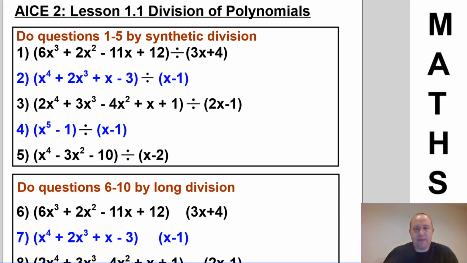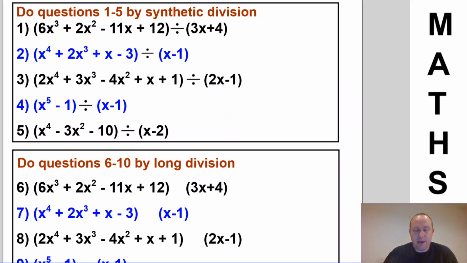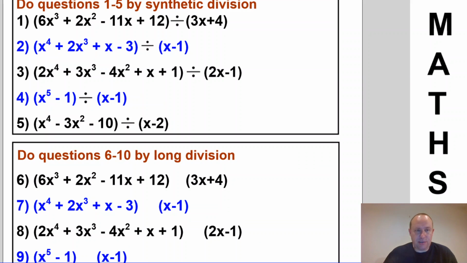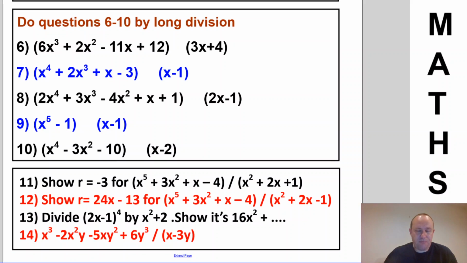So you've done 5 on synthetic, 5 on long division. Make sure you've got the same answers for 1 and 6, 2 and 7, as they're the same questions. And if not, you obviously know something went wrong. And then 11 through 14 is more like the AICE questions. So notice for some of these, you're actually dividing by 3 terms. So when you multiply back, you'll have to multiply back 3 times. I've given a show that question. AICE often does that, so you can actually check your answer to make sure you've got it correct or not.